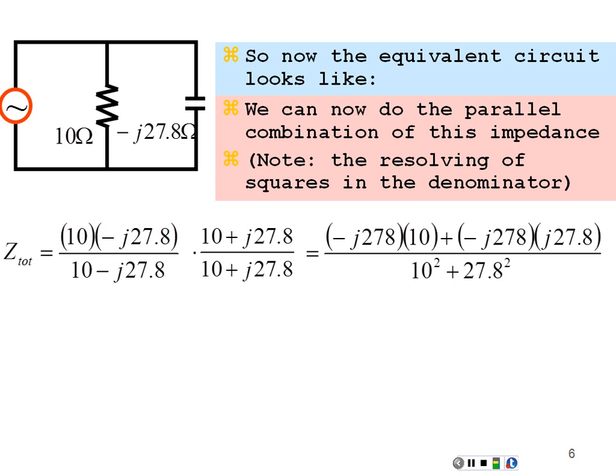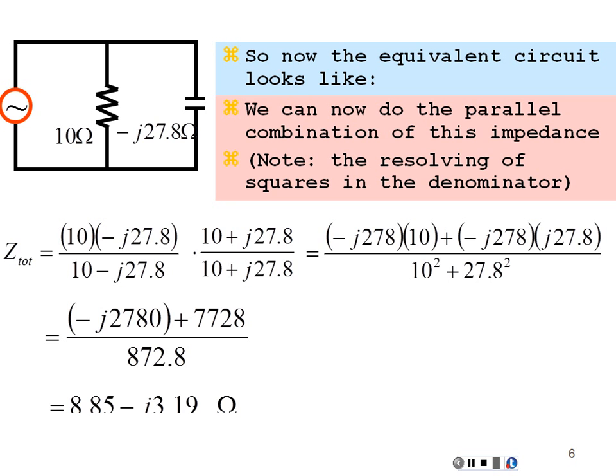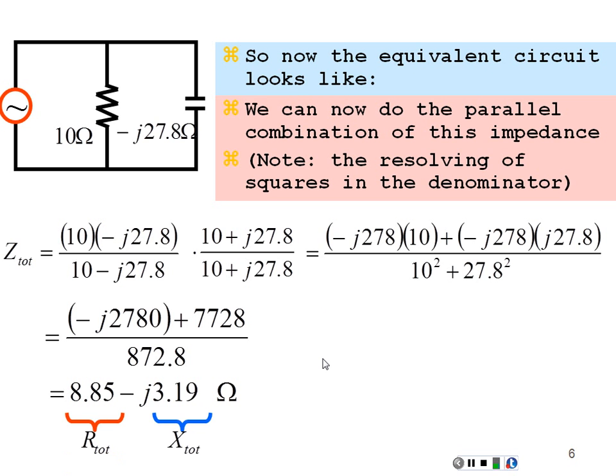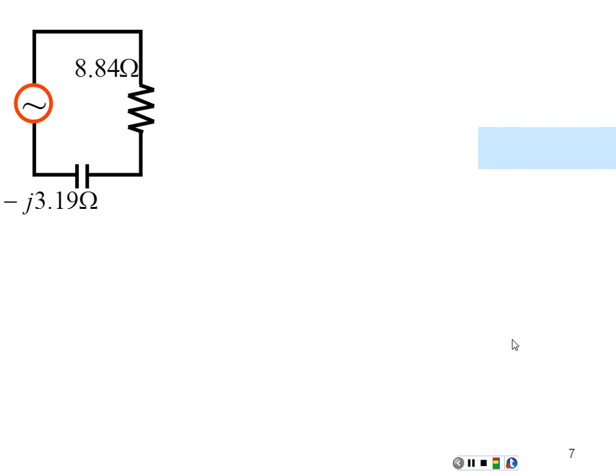That will give us 10 squared plus 27.8 squared in the denominator, and we're going to have a J term in the numerator. So this comes out to negative J 2,780 plus 7,728 over 872.8, which will give us 8.85 minus J 3.19 ohms. So we have our total resistance and our total reactance for our final circuit, and that will be our impedance for this circuit.